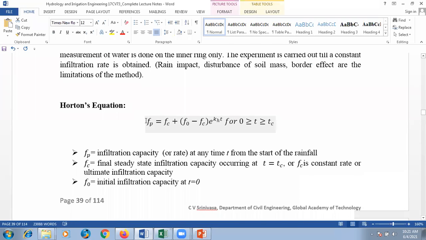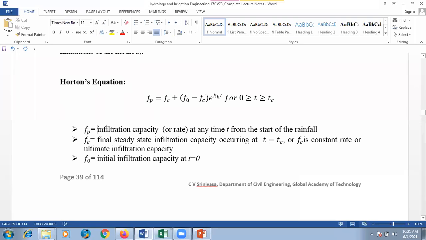So how are we going to define this Horton's equation? This is Horton's equation which we need to use. And here, the definition of the terms: Fp represents infiltration capacity at any point of time t since the start of the rainfall. At any time, whatever the infiltration capacity is, that we call Fp. And Fc, C stands for constant, the final steady state infiltration capacity.